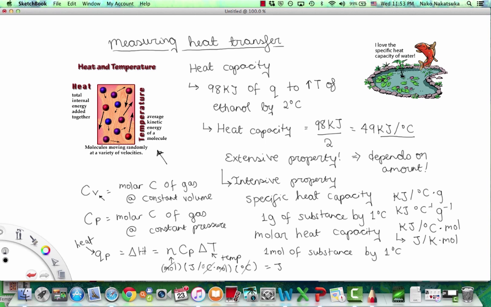So specific heat capacity is often called specific heat and is measured using a calorimeter. So this is the instrument that measures specific heat, which I'm going to give the value Q.